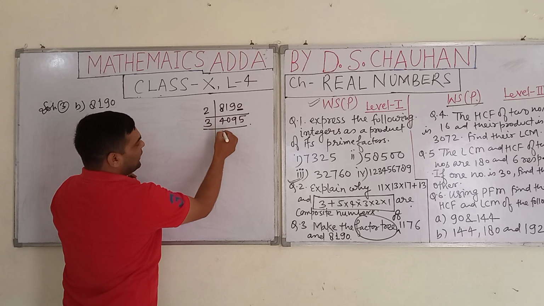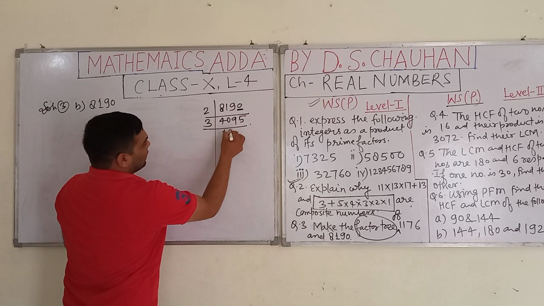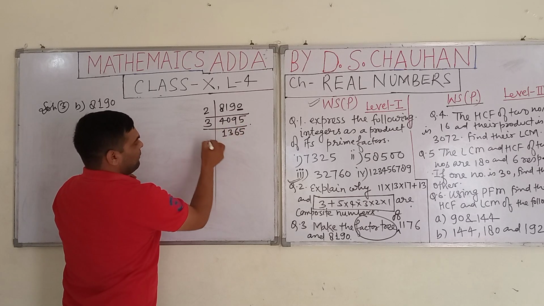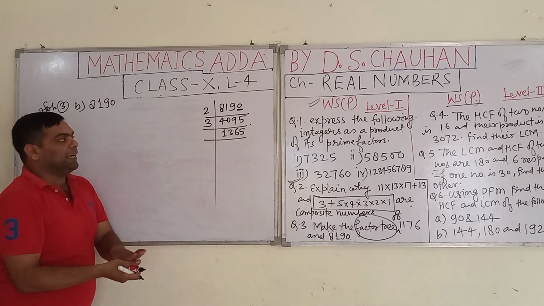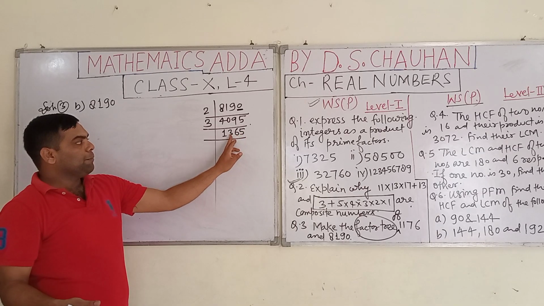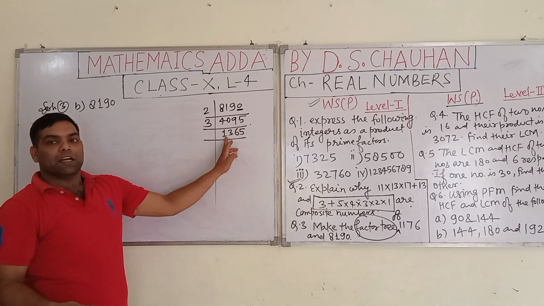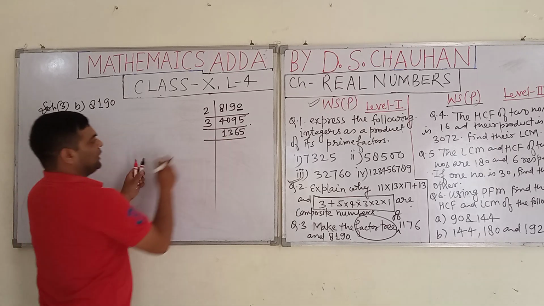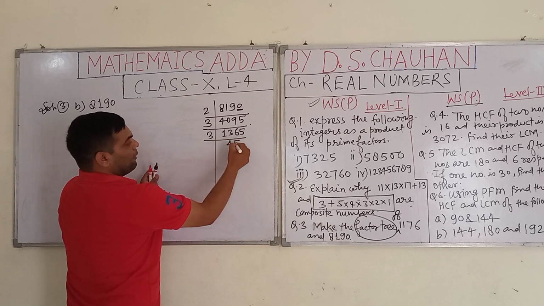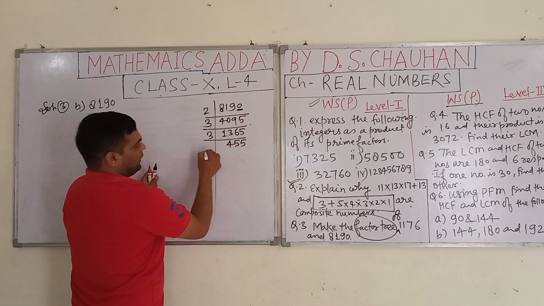So what will we get here? This is 1365, and here this is 6, and this is 5. Now again we will check it by 3 if possible. Take out the sum: 6 plus 5 is 11, 11 plus 3 is 14, 14 plus 1 is 15, which comes under the table of 3. So it is further divisible by 3. 3 4s are 12, 3 5s are 15, 3 5s are 15.